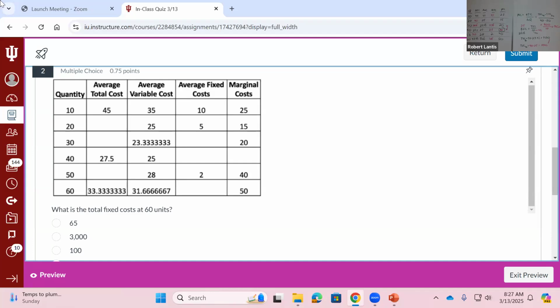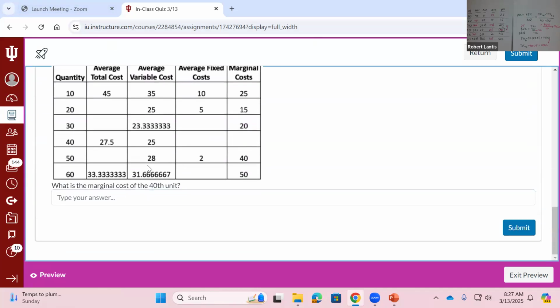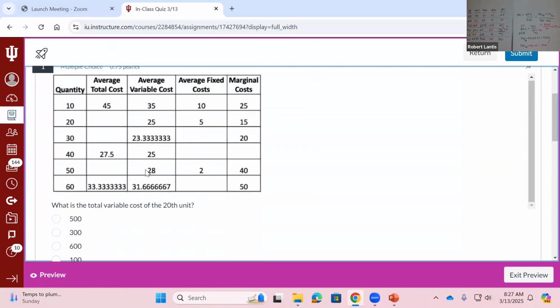We've covered all the answers, right? Total fixed costs were 100 at every single unit. We found our marginal cost. The 40th unit was 30. And I don't even remember with the first one, what was it? The total variable cost of the 20th unit, going back, we said that was what? 25 times 20, so 500, right? So we should have already had all these answers ready to submit, okay?